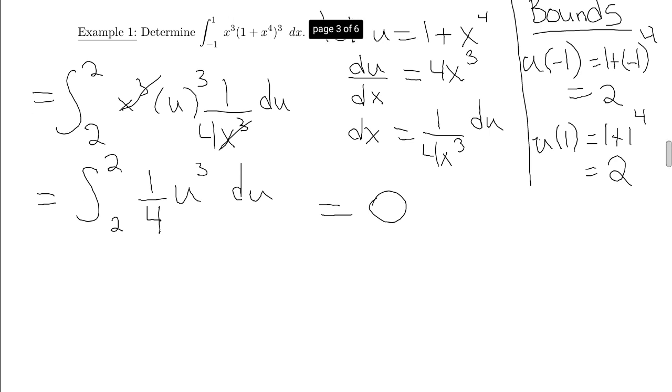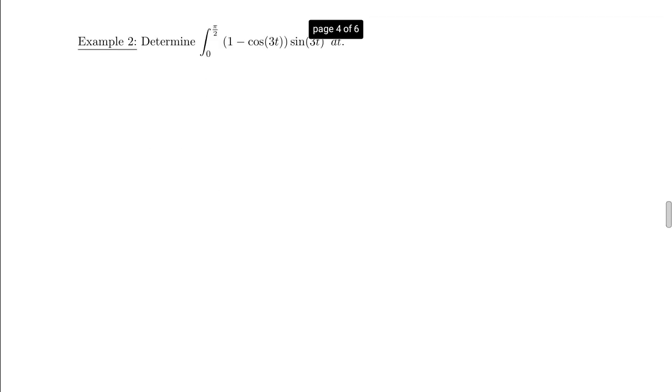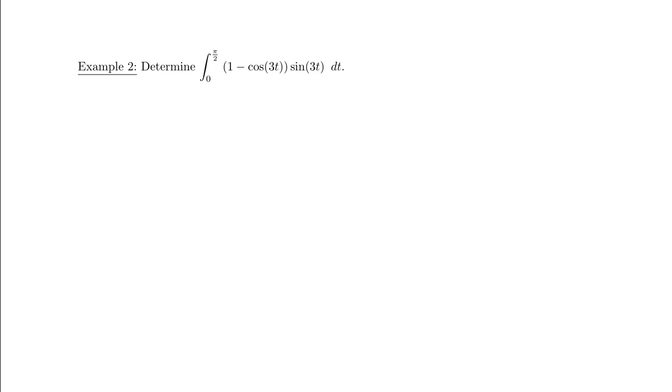So let's work through another example. There's lots of space on that page. Okay, for our second example, we have the integral from 0 to pi over 2 of (1 minus cosine of 3t) times sine of 3t. So first thing we need to do is choose u. We have to decide what's the more complicated part of this integral. Is it the 1 minus cos 3t or the sine 3t? Well, I would say that just slightly, this 1 minus cos 3t is a little bit more complicated than sine of 3t. So I'm going to let u equal 1 minus cosine of 3t.